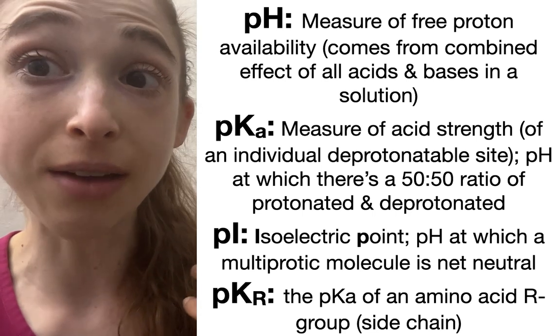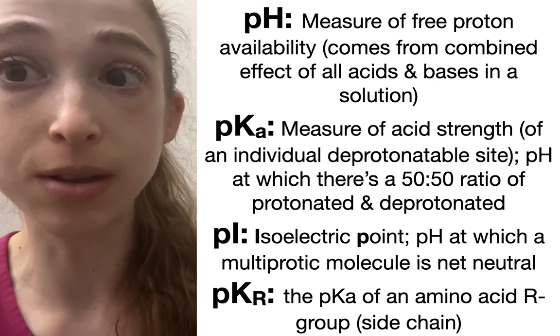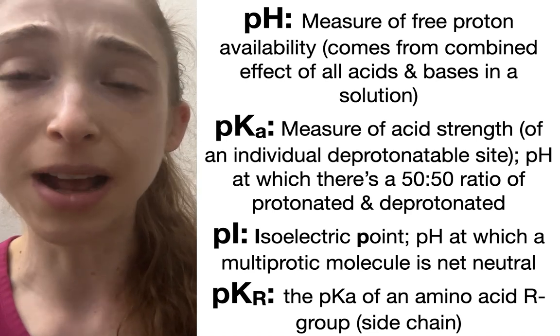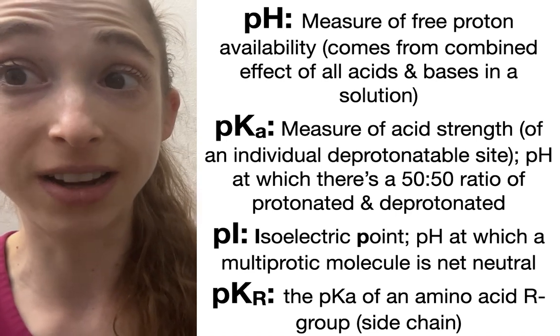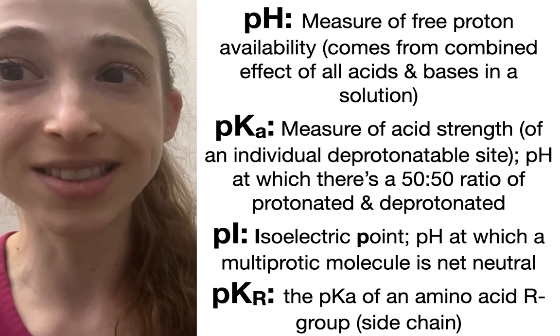We can calculate that for anything that's multiprotic. So it could be an amino acid. It could be a buffer molecule that has multiple protonation sites, or it could be an entire protein.